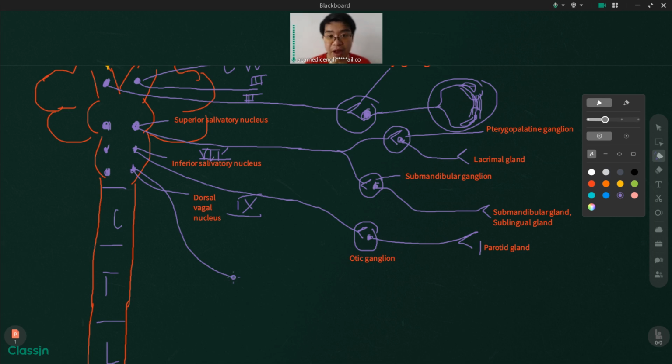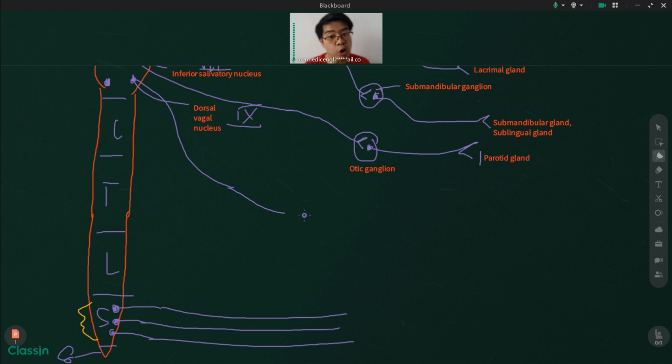And the dorsal vagal nucleus is going to give out the preganglionic parasympathetic fibers that are going to go down, and when they go down, they begin to branch out. They branch out into so many branches. Some of them will go to the heart. Some of them will go to the lungs. Some of them will go to, for example, the esophagus, and then some of them will go to the stomach, the anterior and posterior vagal trunks, right?